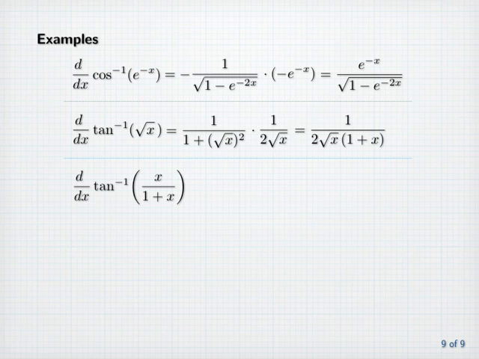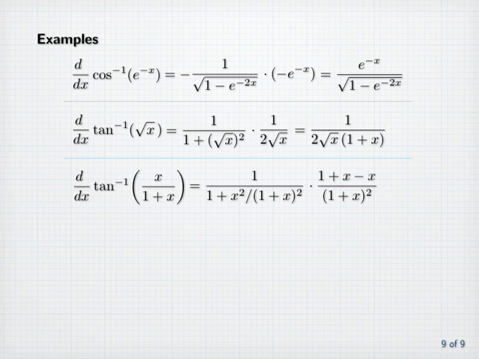Let's find the derivative of the inverse tangent of x divided by 1 plus x. Here again we use the chain rule. We have 1 over 1 plus the square of x over 1 plus x, or 1 over 1 plus x squared divided by the square of 1 plus x. Now we multiply by the derivative of the inside function, which we'll do with the quotient rule. We'll have something divided by the square of 1 plus x. The numerator will be the derivative of x, which is 1 times 1 plus x, minus the derivative of 1 plus x, which is also 1 times x. So the numerator here is 1. When we multiply out the denominator, we have 1 over the square of 1 plus x squared.